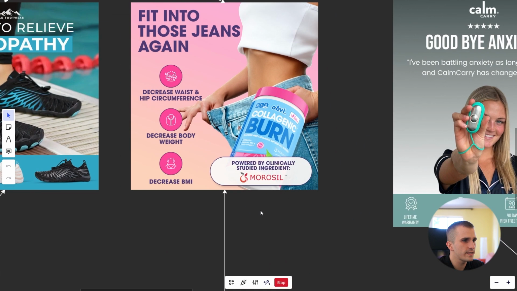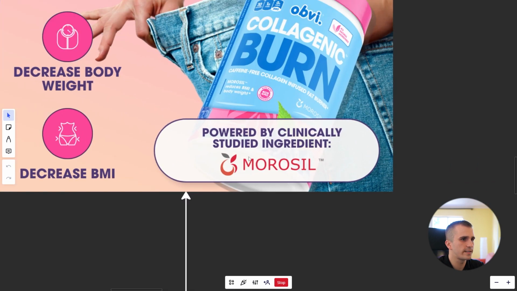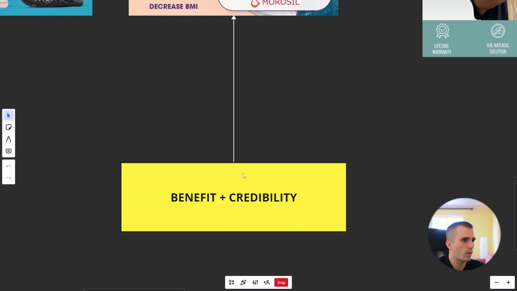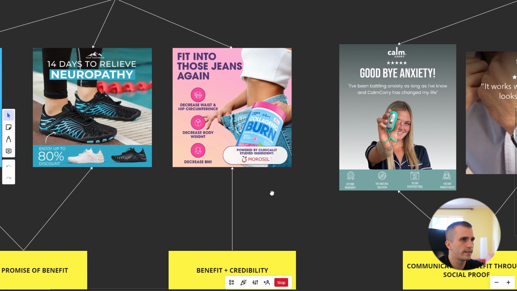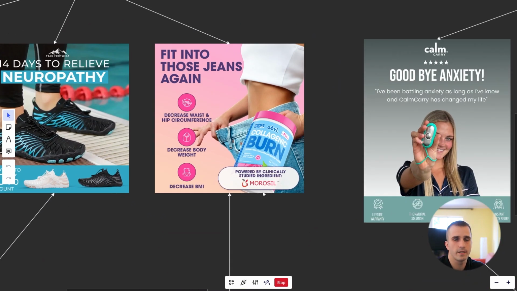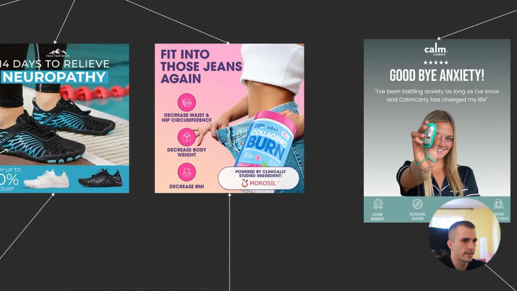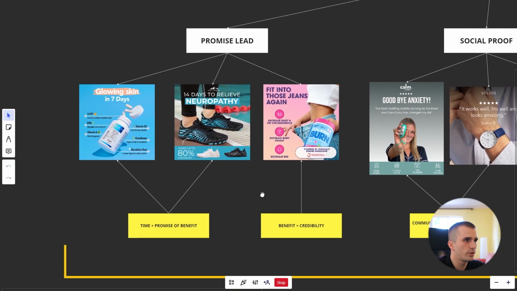So on the bottom of this ad, you can see that they have also stated "powered by clinically studied ingredients," and that's what also brings the credibility. So this ad has just gone for the benefit promise and the credibility on the bottom, which is kind of important for products like this. So yeah, that's it when it comes to the promise lead.